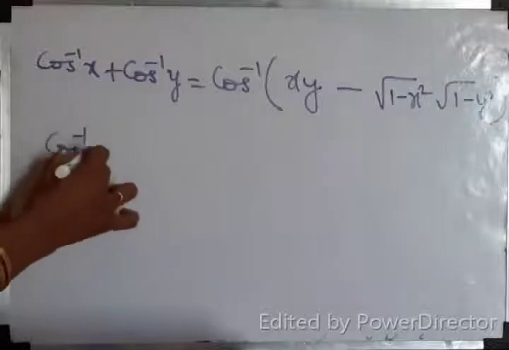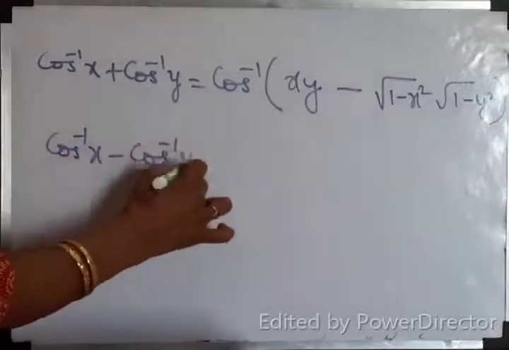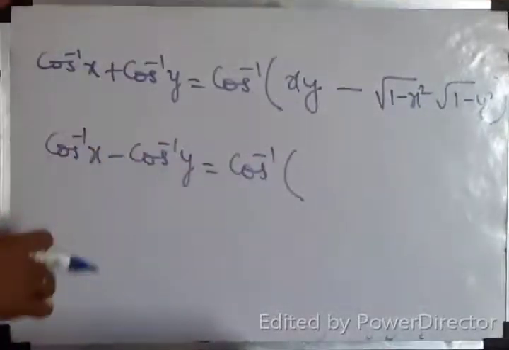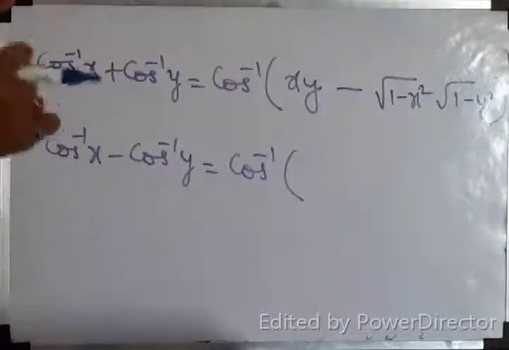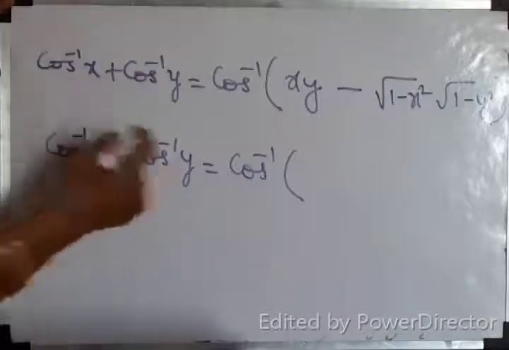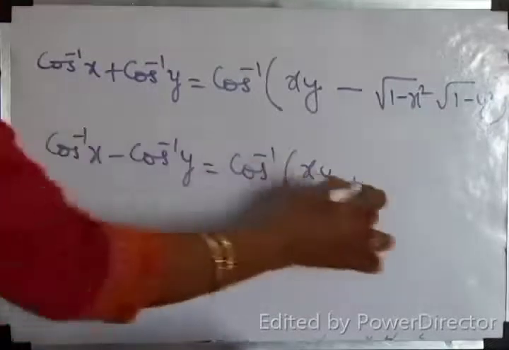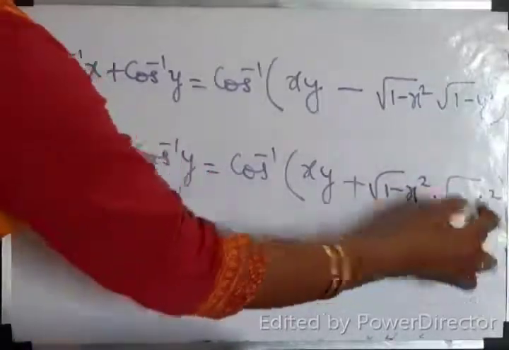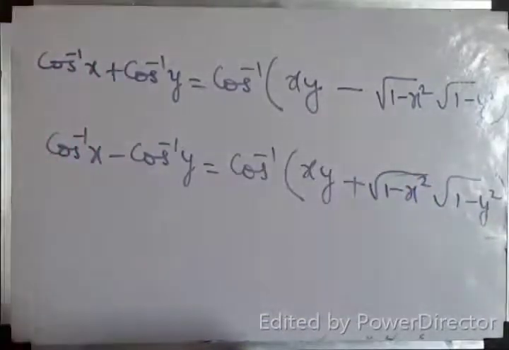What is cos inverse x minus cos inverse y? Cos inverse of cos A cos B plus sin A sin B. How will you convert in terms of x and y? Root of 1 minus y square, root of 1 minus x square. That's all the formulas. Almost all the properties I taught to you.